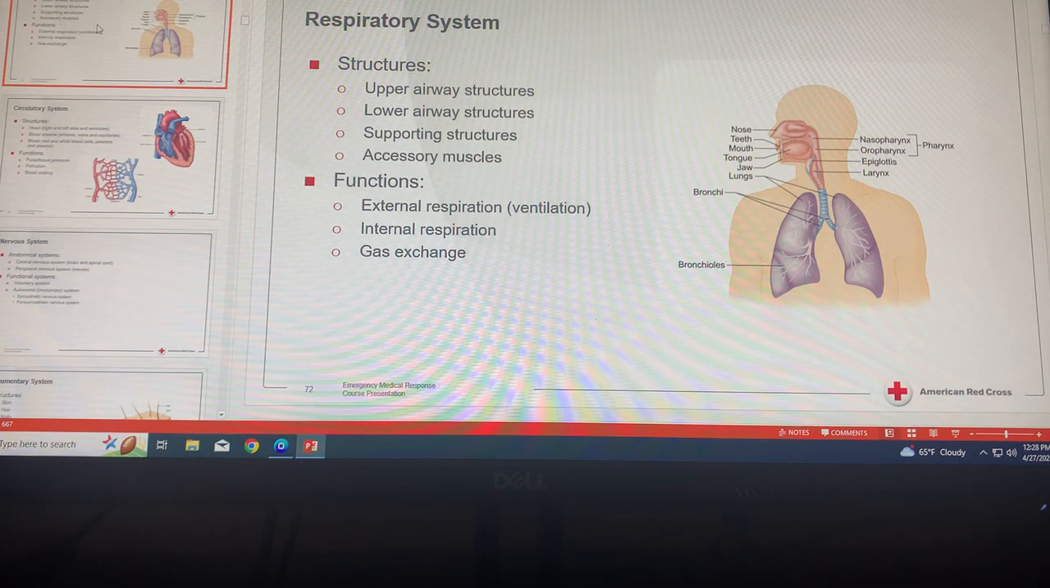The respiratory system delivers oxygen to the body and removes carbon dioxide from it. It is a process called respiration.